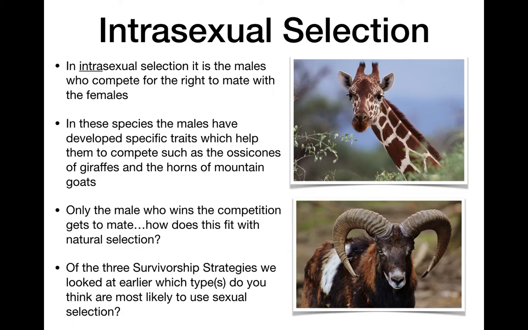So, of the three survivorship strategies we looked at earlier in this lesson, type 1, type 2, and type 3, which type or which types do you think are most likely to use sexual selection? Well, type 3 is definitely not going to use it because it's just sending out offspring with zero parental care. Very little energy put into it, so it's probably not going to use that. Type 1 is very likely to use it because the parents are putting a lot of parental care, the females are putting a lot of parental care and taking care of those offspring.